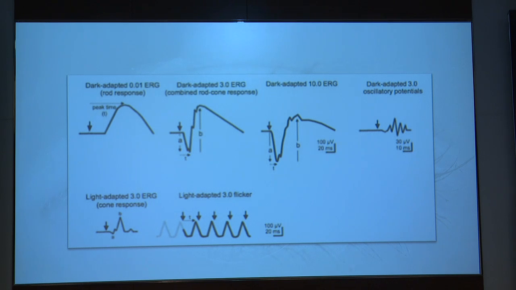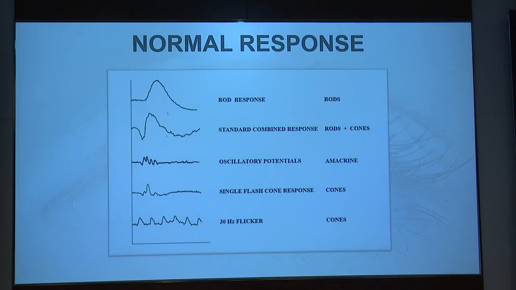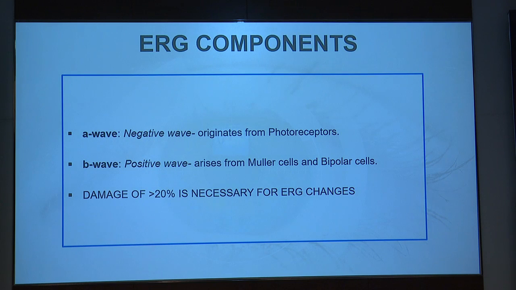So these are the different kinds of waves you get. We have talked about the photoreceptors, and mind you, this is a full field ERG. So if there is any damage, you have to have at least 20% damage of the retina to give you any abnormal result. Suppose the patient has some problem in the macula, it may come out normal.